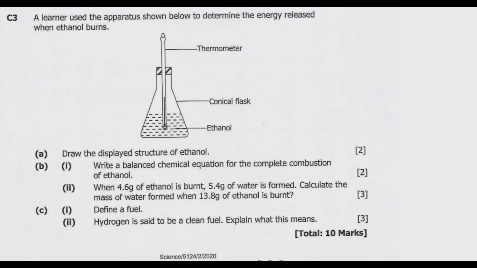Question C3: a learner used the apparatus shown below to determine the energy released when ethanol burns. So we have a thermometer, then the conical flask, then ethanol. Question A: draw the displayed structure of ethanol. So the question wants us to draw the structure of ethanol. Let us create space.